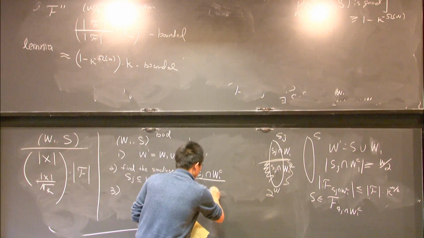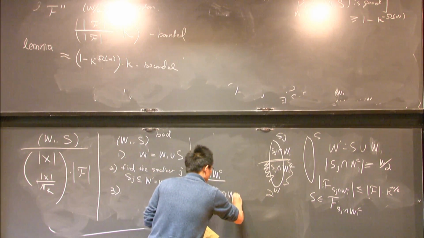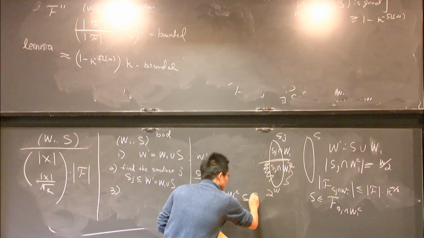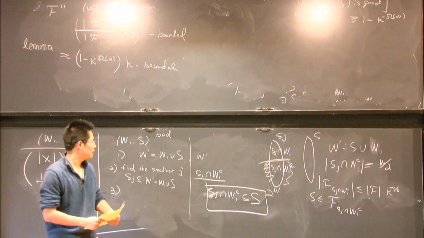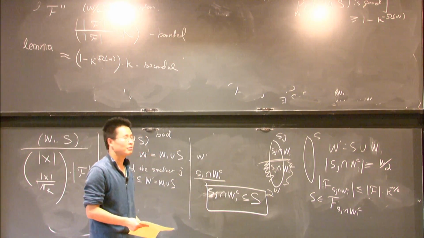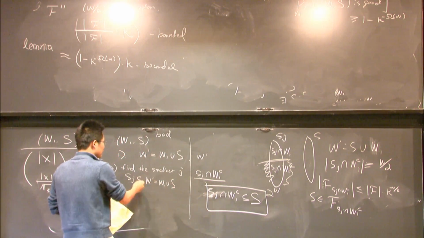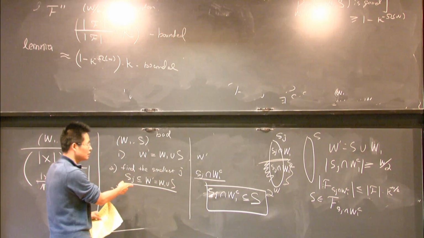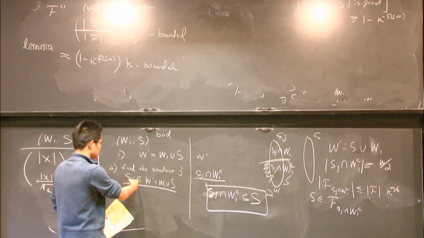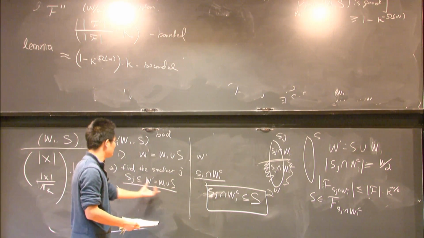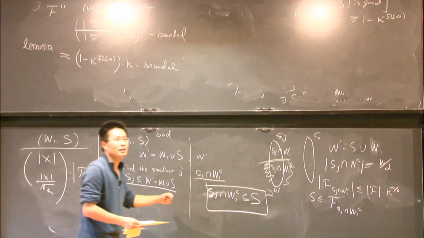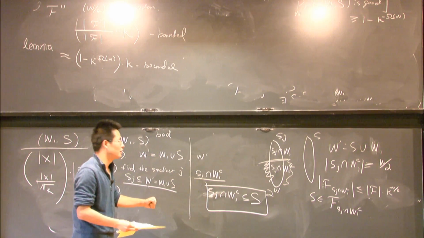Sorry. Sj intersect W1 is a subset of S. So we have this property. Why is that? Because Sj is the first covered set. Just rewrite this definition in a different way, intersect W1. You get this property.